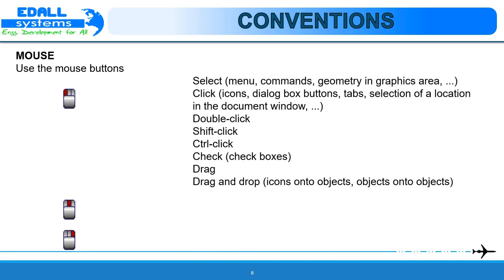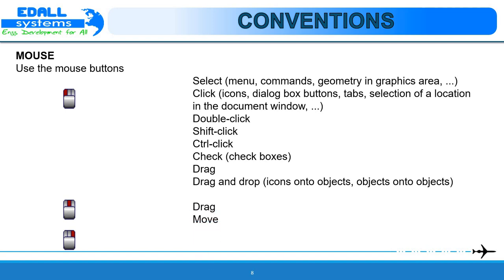The left button is used to select menus, commands, geometry in graphic areas, or to click on icons, dialog box buttons, tabs, selection of location in the document windows. It is also used to double click, shift click, control click and to check boxes, drag and drop icons onto objects or objects onto objects.